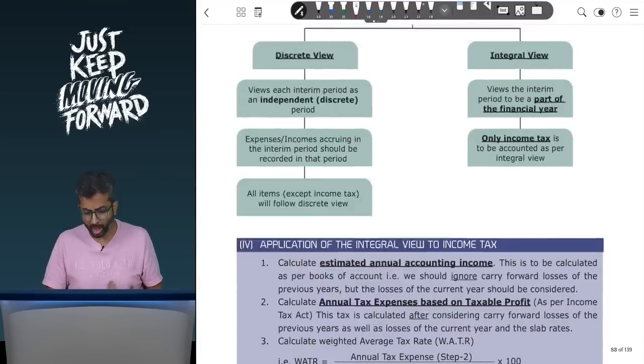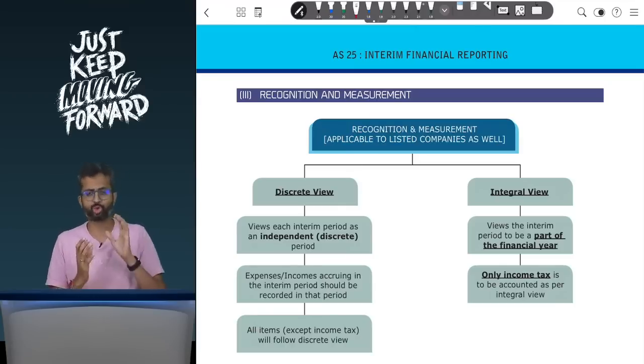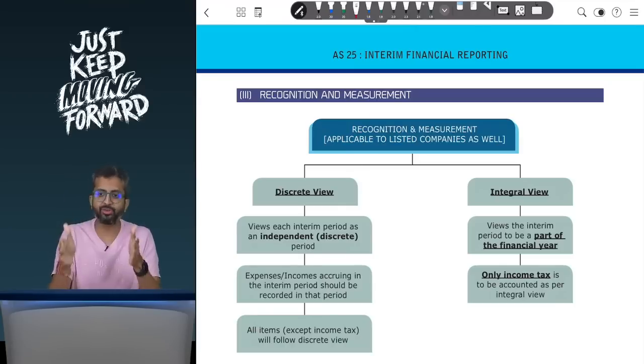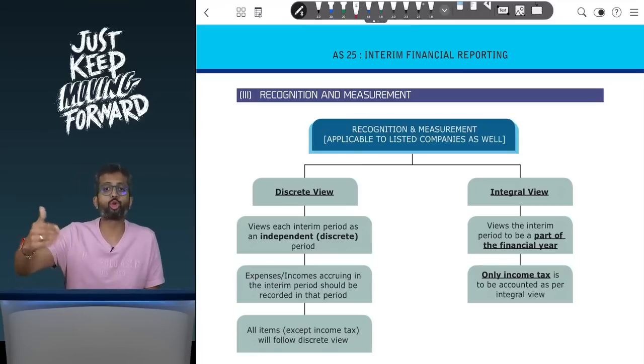Okay. Now, what are the measurement and recognition principles? Usually, you will measure and recognize items in the interim period using something called a discrete approach. What does a discrete approach mean? If expenses are accruing during that period, record it. If incomes are accruing during that period, then record it. If the expenses are going to accrue in some other quarter, then you record it in that quarter.